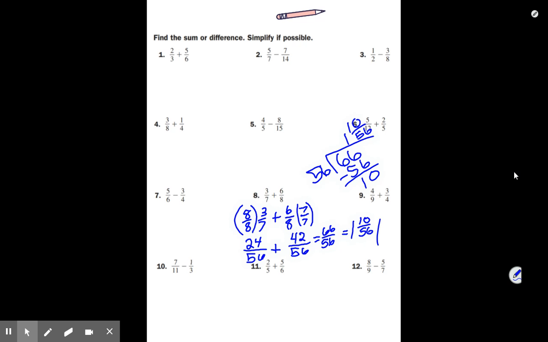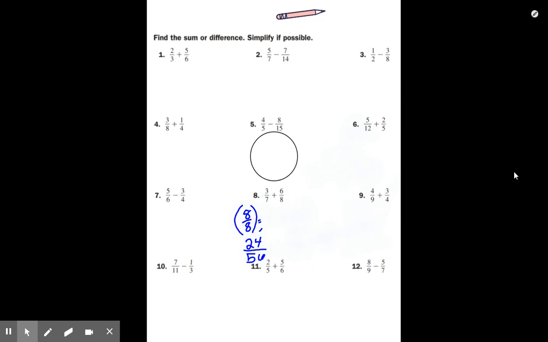All right, we're done. But you'll get it marked wrong. Why? It's not simplified. Both of those numbers have a common factor of 2. And 10 can be divided by 2 and you get, oops, I meant to write 5. You get 5. What was the other number, 56? What do you get when you divide 56 in half?